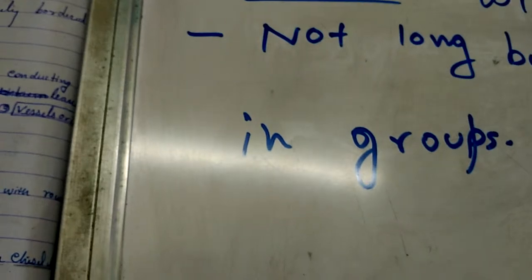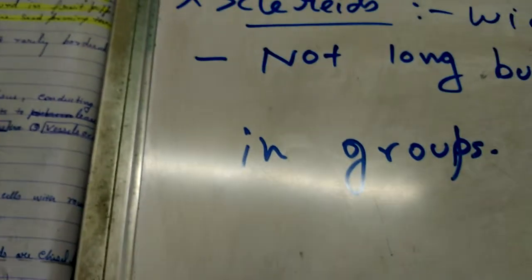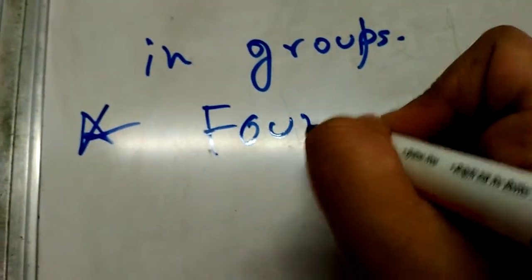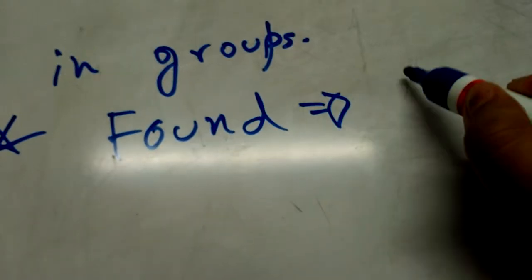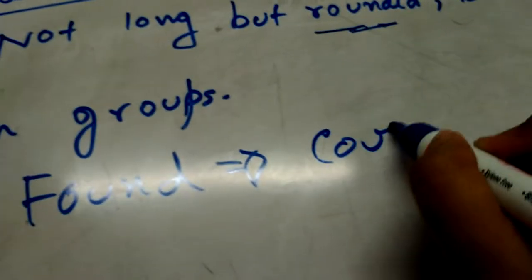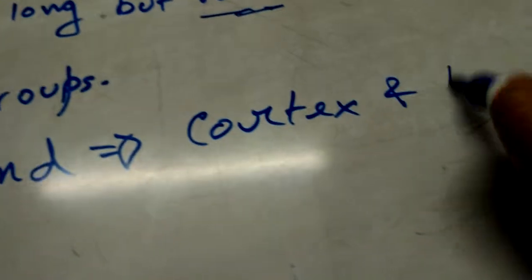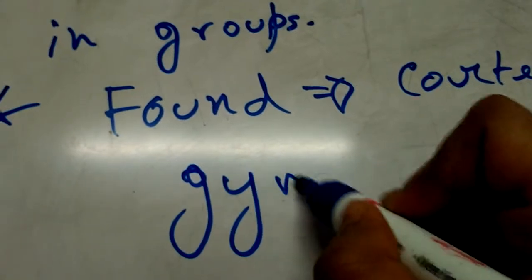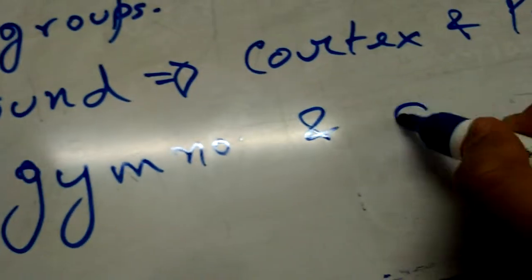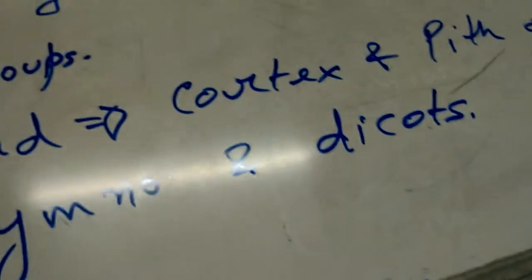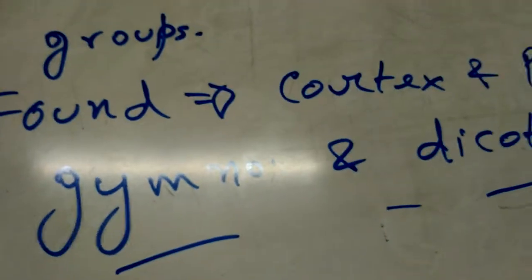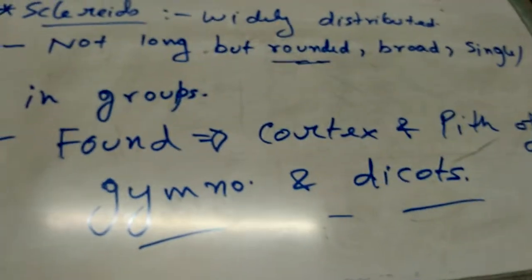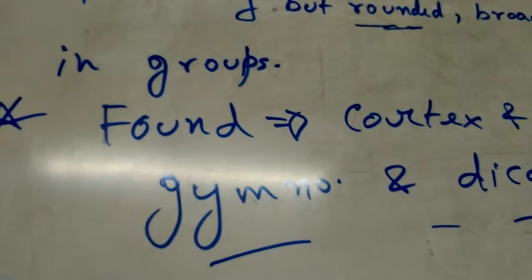Found in cortex and pith of gymnosperms and dicots. This is very important. So sclerids are present in the cortex and pith of gymnosperms and dicots.